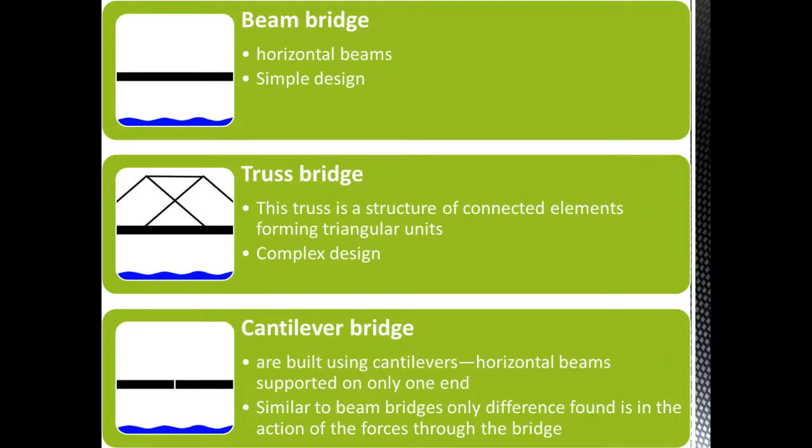Then the cantilever bridge. Cantilever bridges use cantilevers, horizontal beams supported usually on one end. Most cantilever bridges are a pair of continuous spans that extend from opposite sides to meet at the center of the obstacle the bridge crosses. Cantilever bridges are constructed using much of the same materials and techniques as beam bridges. The difference comes in the action of the forces through the bridge.